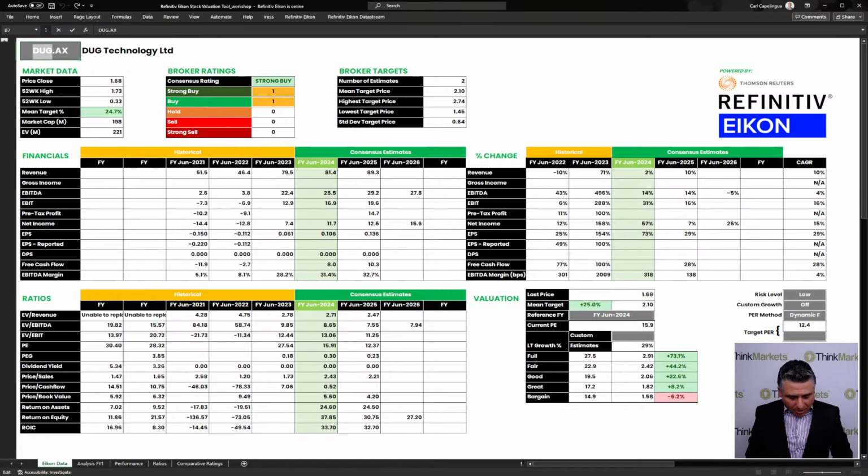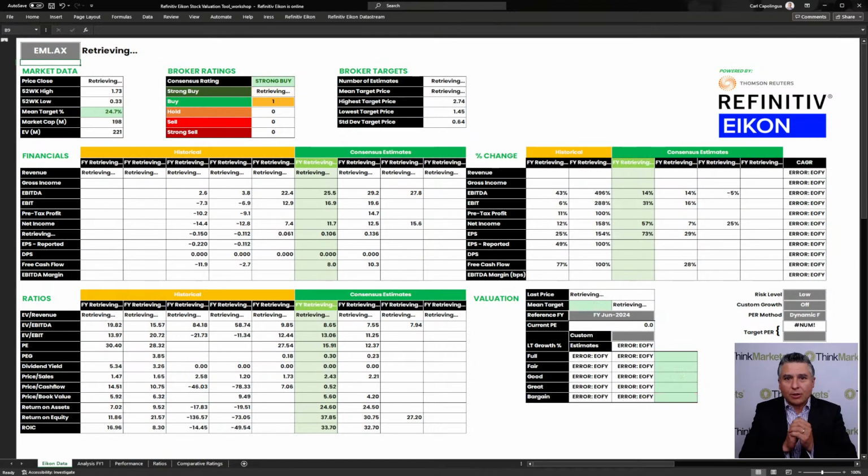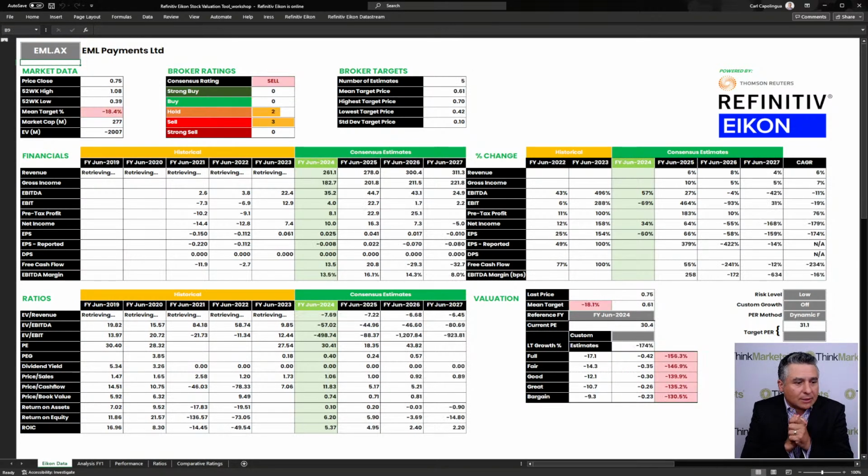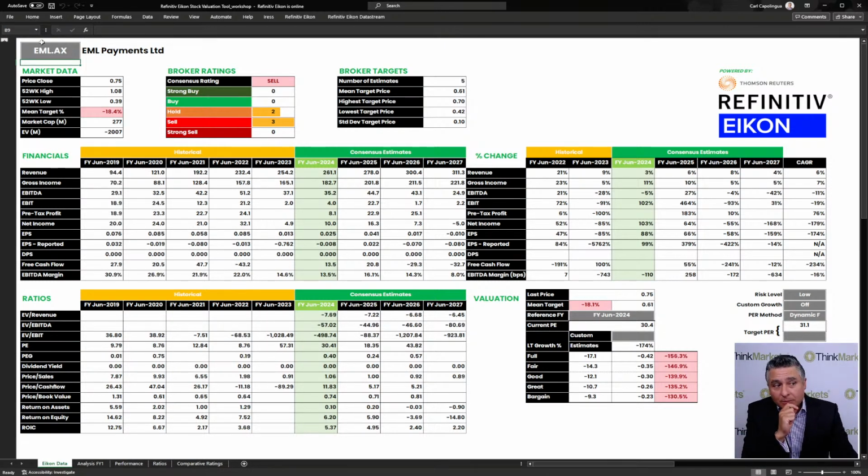What about EML? EML's had huge problems in the past. Serial downgrader of its profits, serial disappointer. We saw Doug Technology, bottom left, top right, beautiful chart. A lot of people won't buy that, but they'll buy EML because it's crashed and it looks cheap. Numbers have come through, 5 brokers covering. They actually think that it's quite expensive. I mean, this 75, I don't think that's current.